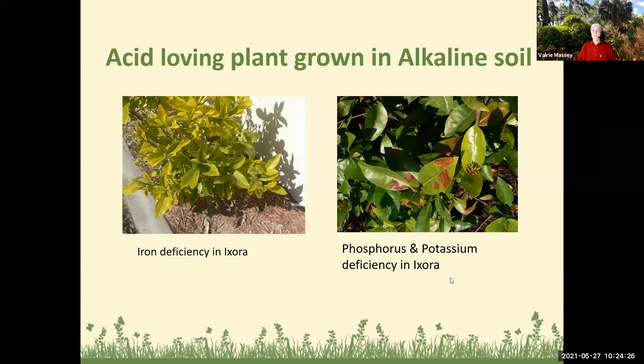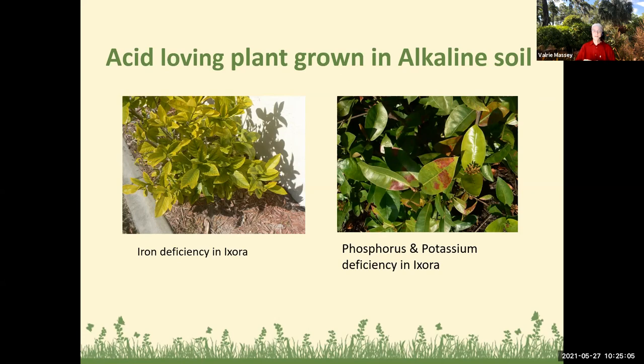When you look at this plant, a lot of people have Ixoras in their yard. It's a nice orange flower, could be a peach color. They prefer a more acid soil, probably around 5 or 5.5. Your pH range is 0 to 14, 7 is neutral, and most plants like slightly acidic, maybe about 6.2 to 6.5. Like I said, the Ixoras prefer something around 5.